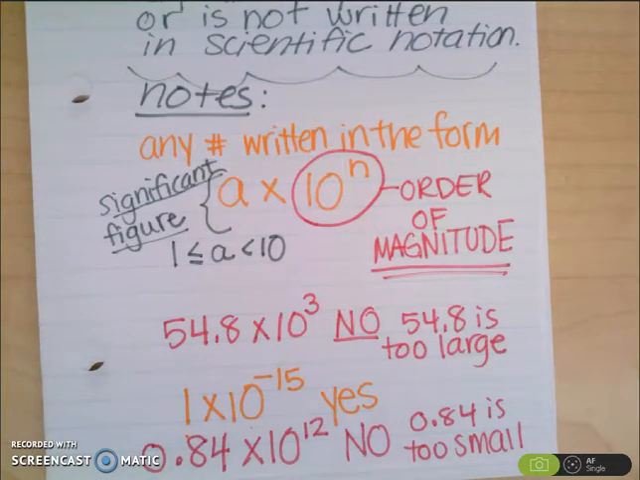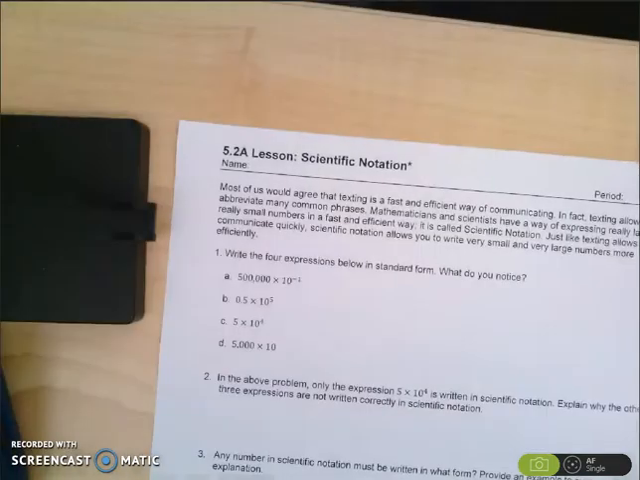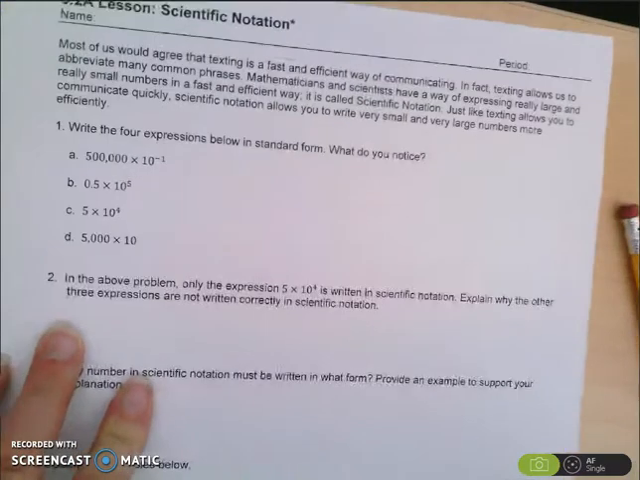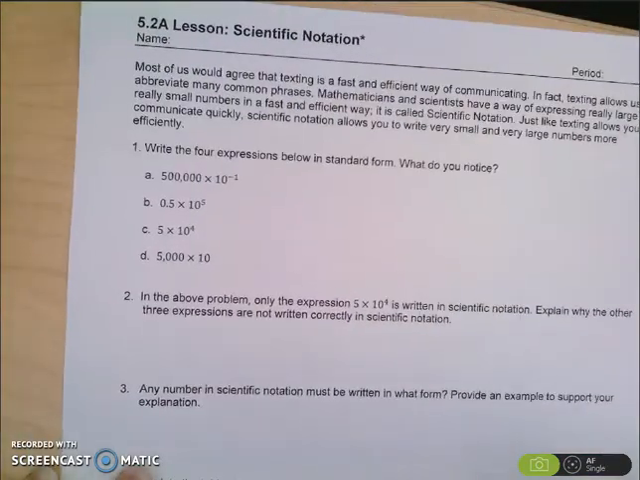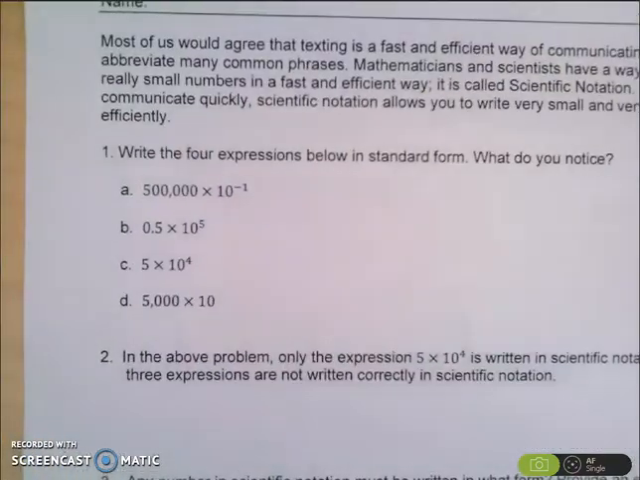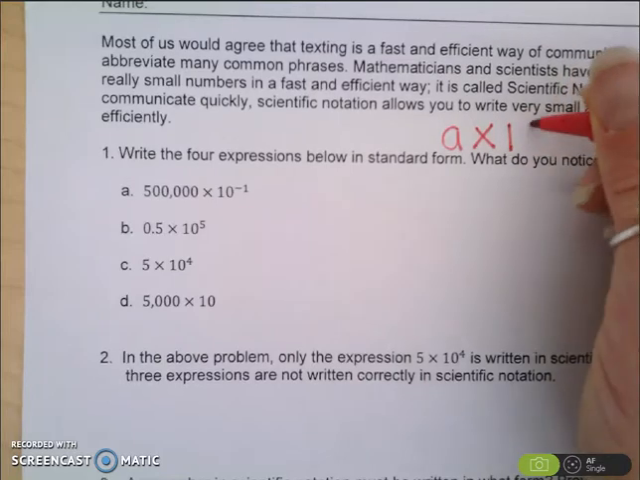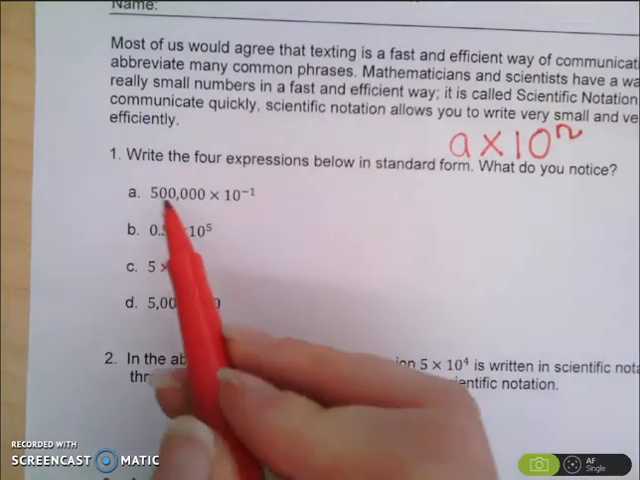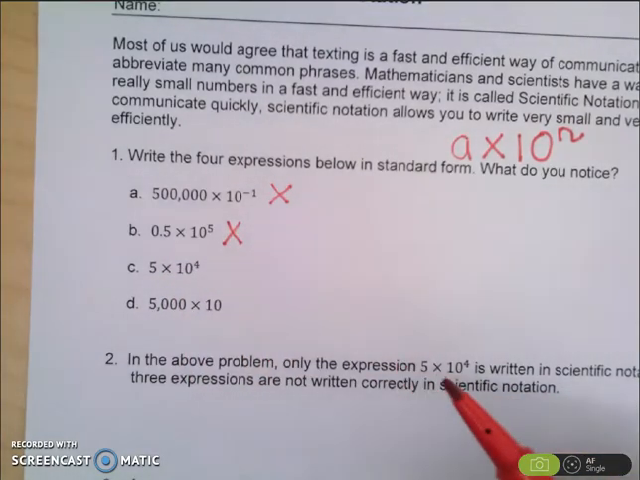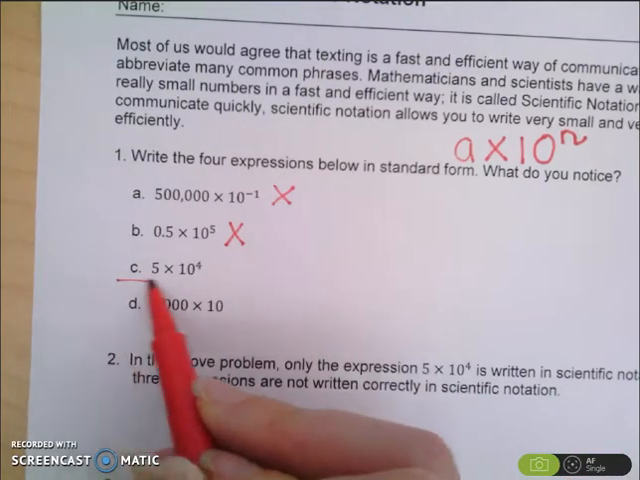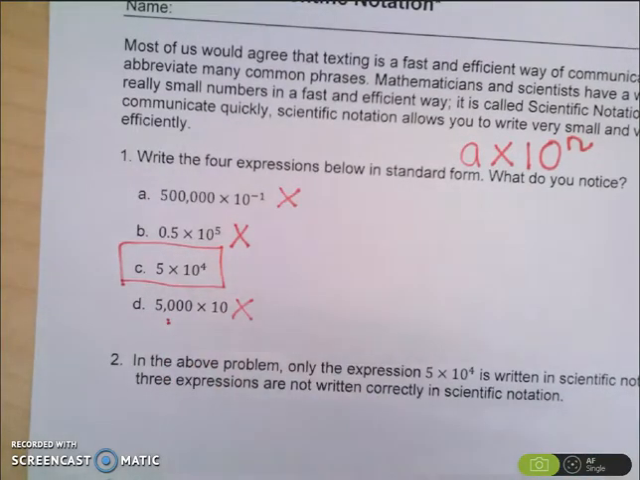Now let's go to our module. Everyone, let's go to page 28. Some people think of scientific notation kind of like abbreviations when we're texting. It's just another way to show a value. Let's take a look at number 1. In A, B, C, D, what's the only value here that's written in scientific notation? Remember, your significant figure, a, has to be greater than or equal to 1 but less than 10, with an x for multiplication, 10 to any power, positive or negative. Is A? No. That significant figure is too big. Is B? No. That significant figure is too small. Is C? Yes. This is written in scientific notation. Is D? No. The significant figure is too large, greater than 10.